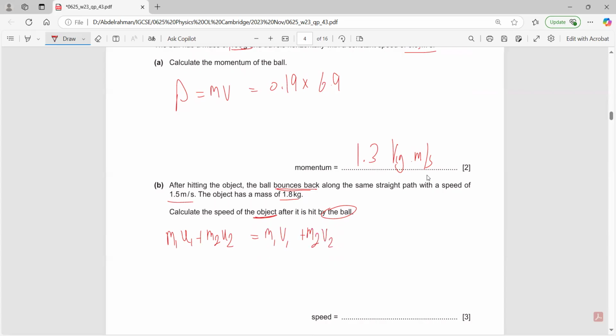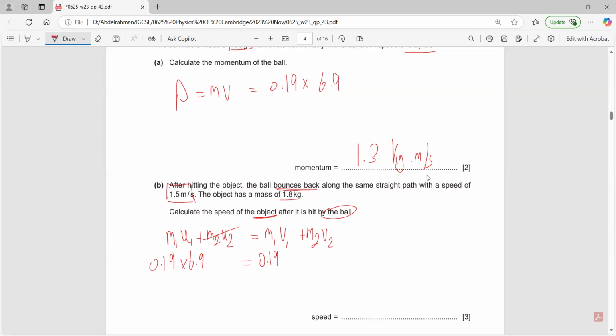The initial mass of the small ball was 0.19 times the initial velocity, 6.9. m2u2 is 0. Why? Because initially it was at rest. Equals m1v1. The mass of the small ball is 0.19 times v1, and that's the question: v1 is not 1.5.